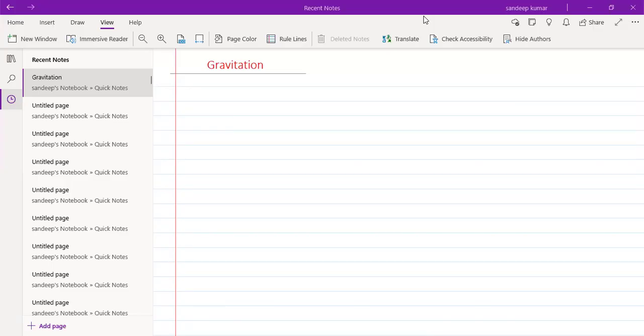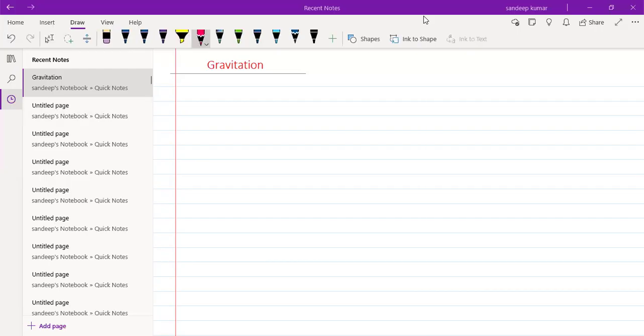Hello students, in this video I am going to explain gravitation, which is one of the very important topics in CBSE 9. What are the topics we are going to cover under this? As you see, we are going to cover the universal law of gravitation. This law was given by Newton.